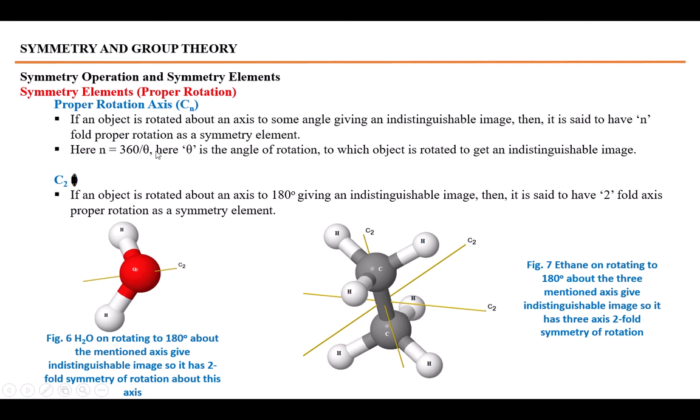For example, you are rotating an object by 60 degrees, 90 degrees, or 180 degrees to give an indistinguishable image. Theta is the angle through which you are going to rotate the object. Then n is equal to 360 degrees over the angle through which you have rotated the object to get the indistinguishable image. For example, here we are talking about C2.